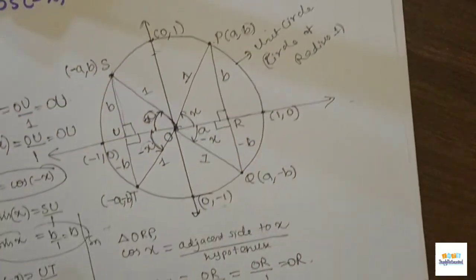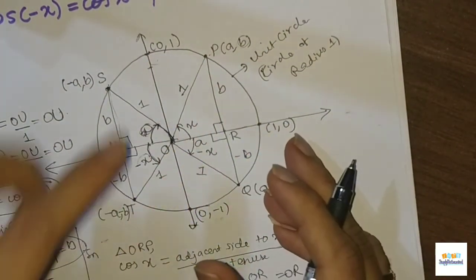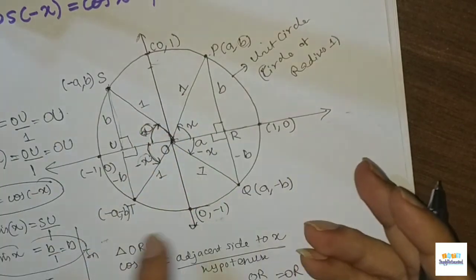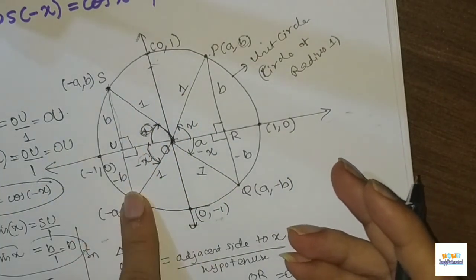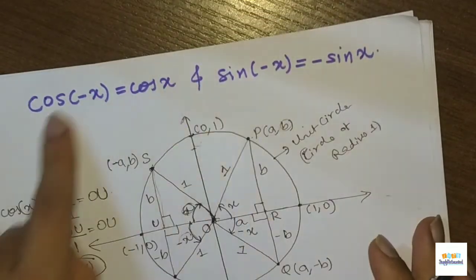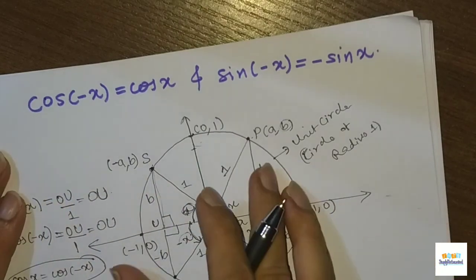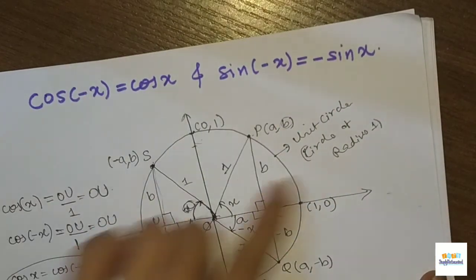So for all four types of angles, that is the angle in the first quadrant, second quadrant, third quadrant and fourth quadrant, this formula holds. So for any angle in any quadrant, this formula holds.